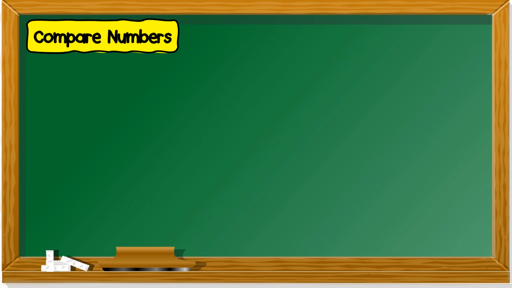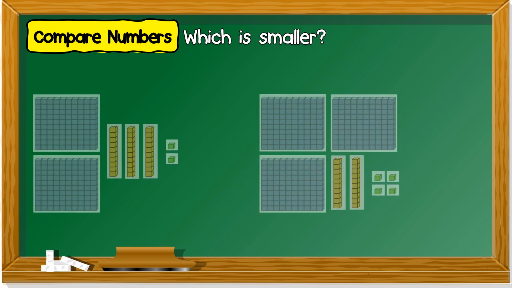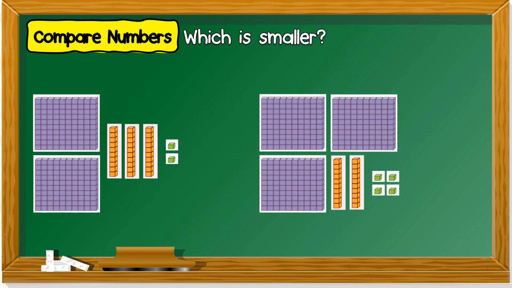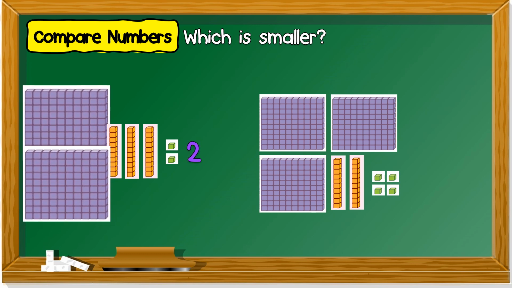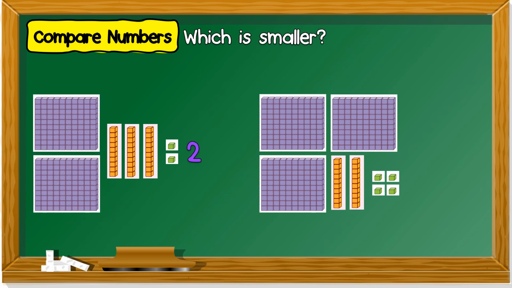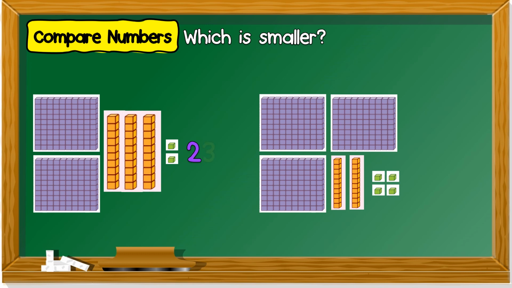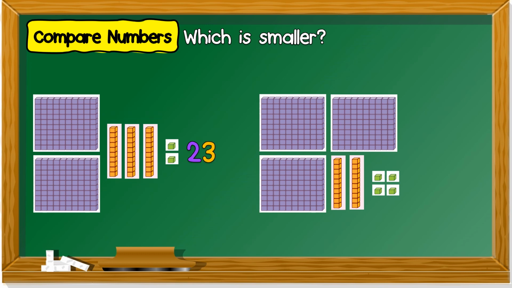Next, we look at which is smaller. Lebih kecil. Okay, we look at the blocks. The ones on the left, how many blocks of hundreds? 2. Blocks of tens? 3. Blocks of ones? 2. So this is 232.